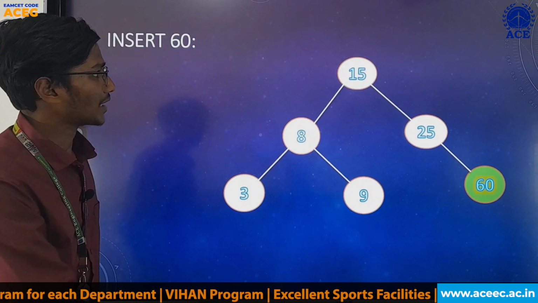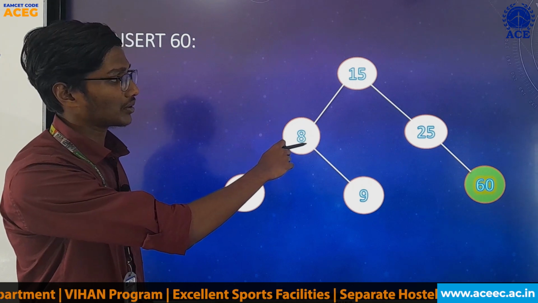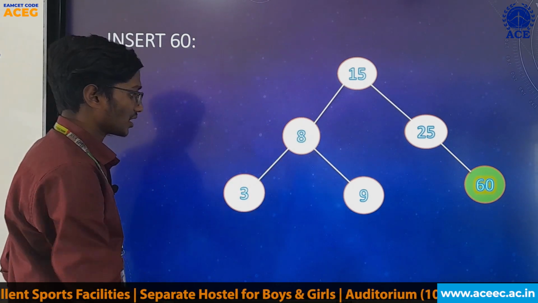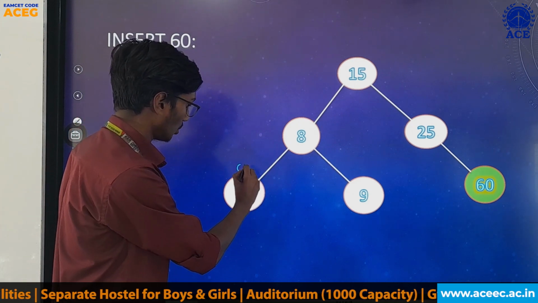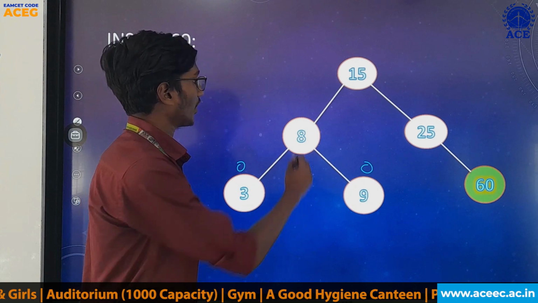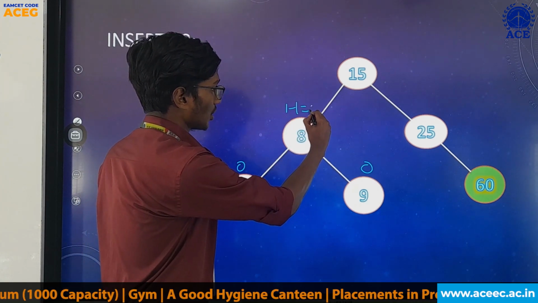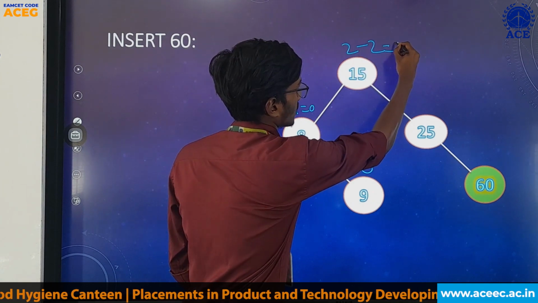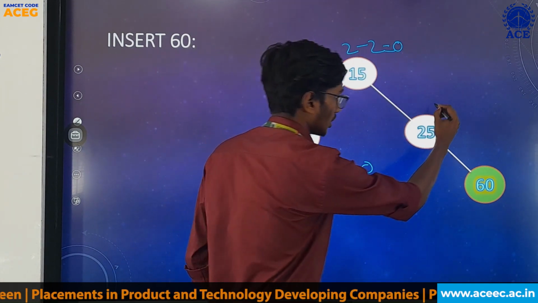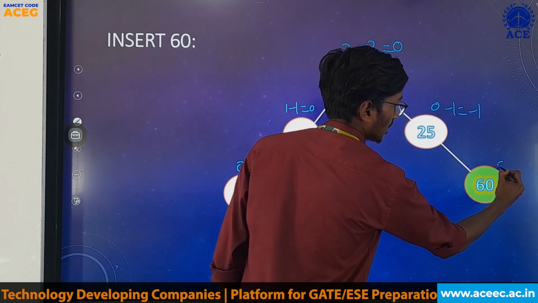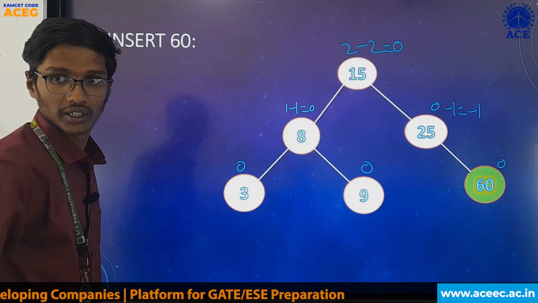Inserting 60. As 60 is greater than 15 and it is further greater than 25, we will place it totally right. Now checking the balancing factor, for 3 it is 0, as no node for this. And for 9 also 0. For 8 it is 1 minus 1, which is 0 again. For 15 it is 2 minus 2, which is 0 again. For 25 it is 0 minus 1, which is -1. And for 60 it is 0 because there are no nodes for the 60.